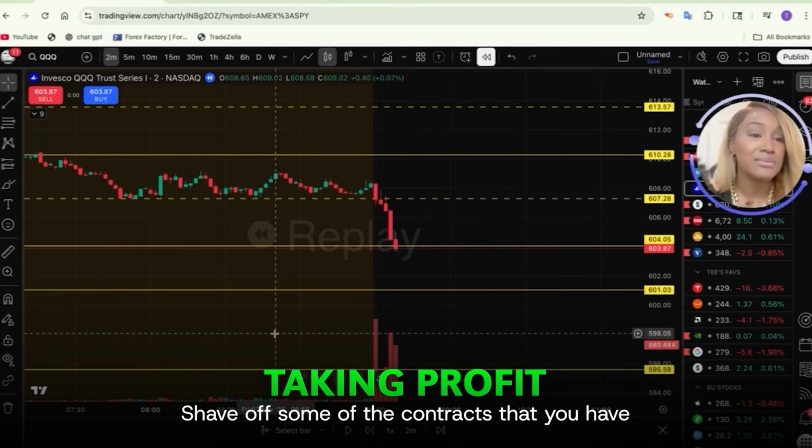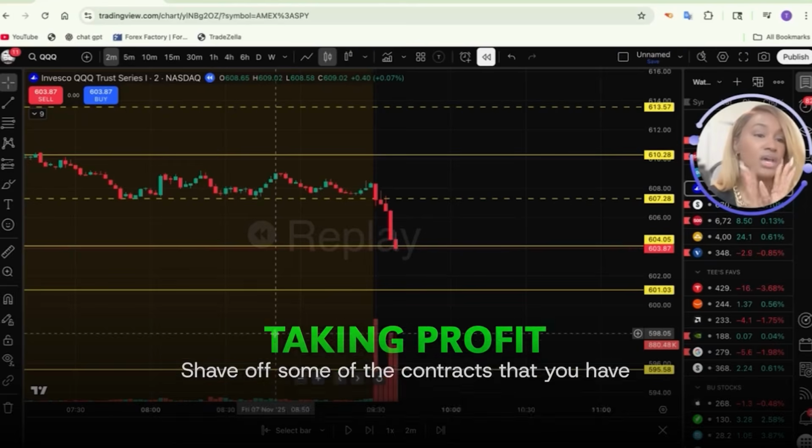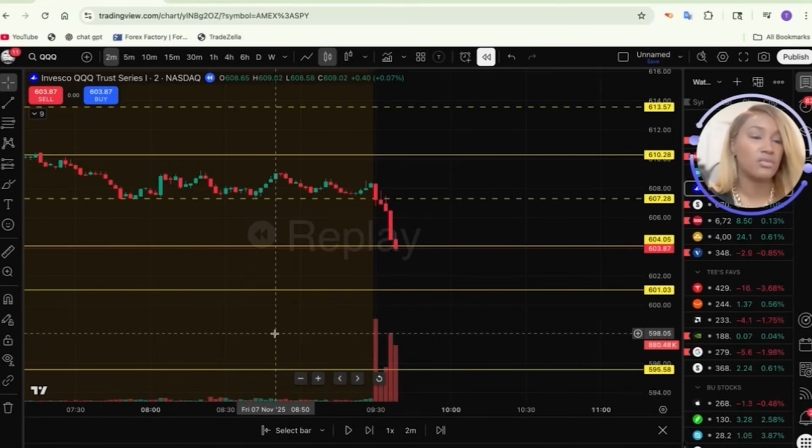So taking profit means that you shave off some of the contracts that you have, usually in the realm of like 50% of your risk. So if you have 4 contracts, you would shave off 2. Then you're left with 2 contracts, right? You lower your risk and you get paid at the same time, okay? Because if price goes against you, you're going to lose all of the 4 contracts, all of the money you've risked, all of your premiums, right? Versus if price goes against you, you are not as exposed as you were previously, okay?